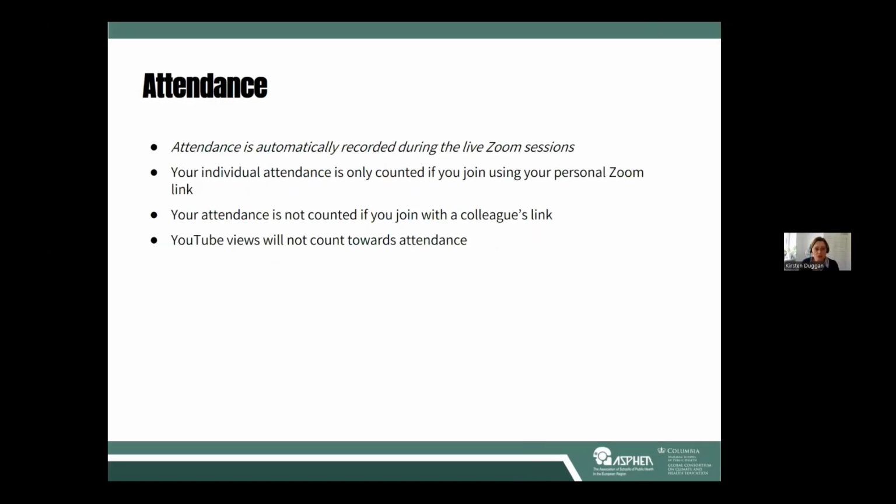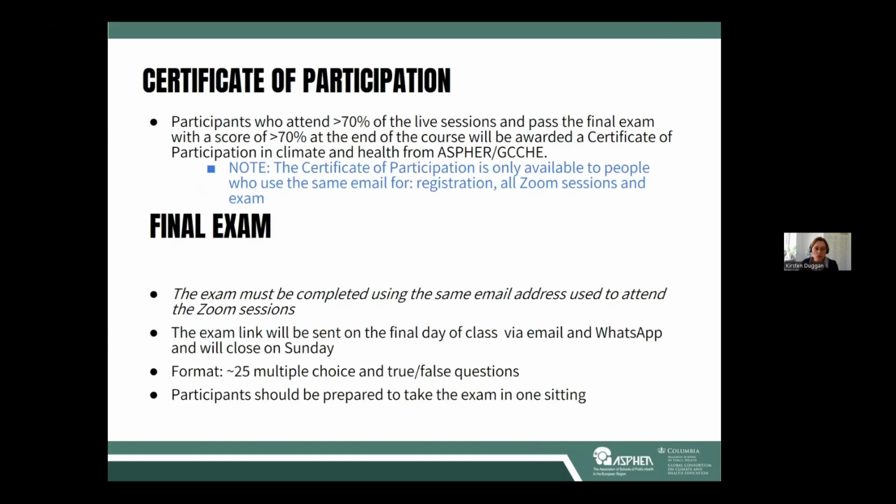Your attendance is automatically recorded, so please make sure you stick with the Zoom link you receive. You have to use your own personal Zoom link, otherwise your attendance won't be counted. And again, the certificate of participation will only be awarded if you attend 70% or more of the live sessions with your personal Zoom link and pass the final exam with a score of 70 or more. Again, make sure to use the correct link.